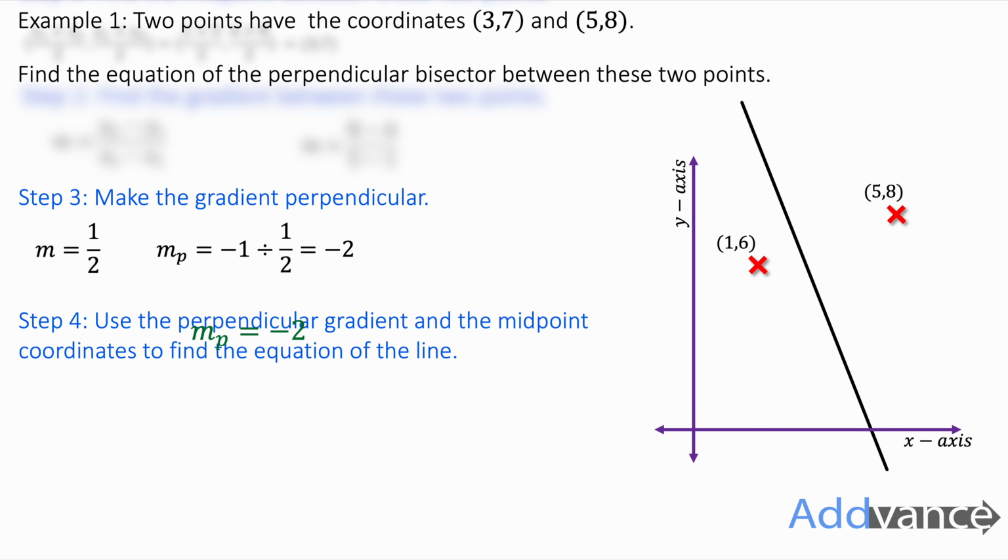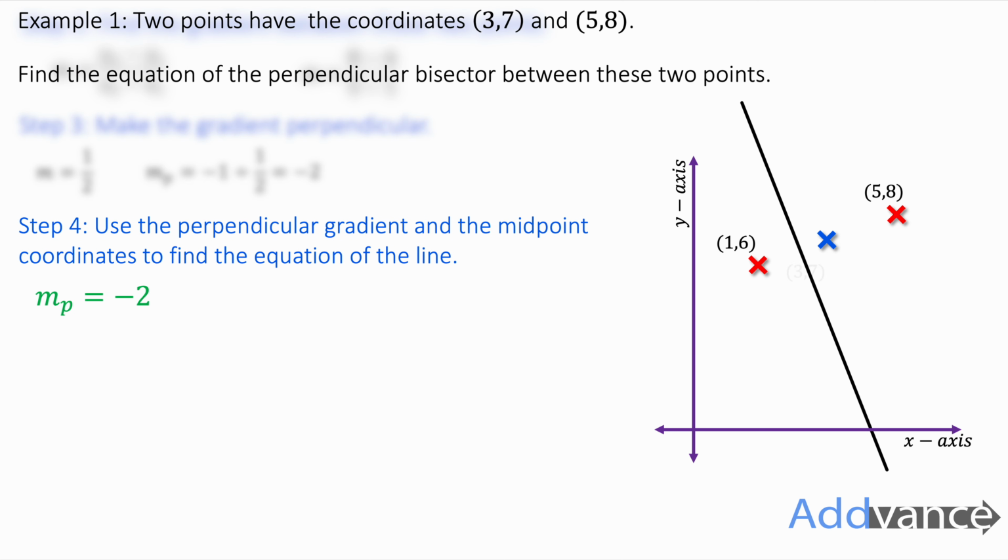Now let's do step 4. We're going to use the perpendicular gradient and the midpoint coordinates to find the equation of the line. The gradient is minus 2. And the coordinate of the midpoint is 3, 7. And we're going to use the line y equals mx plus c, where m is minus 2, because the gradient is minus 2. We'll also substitute the x and y coordinate in, x equals 3, y is 7, because we want to make it fit the midpoint. And this will help us find the value of c.